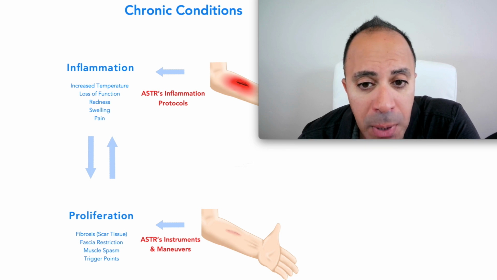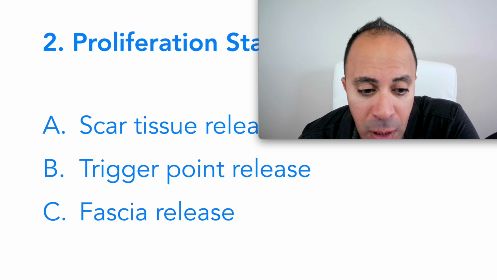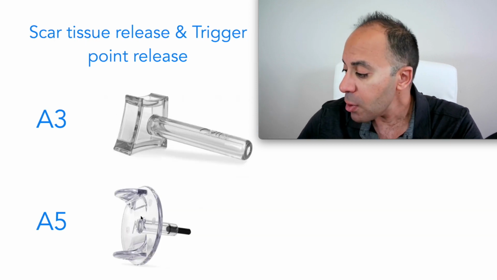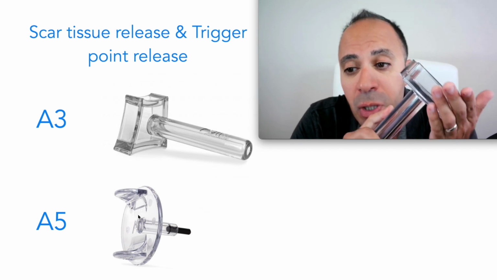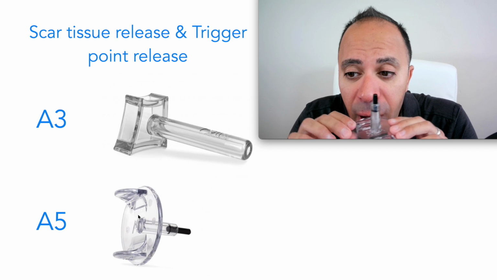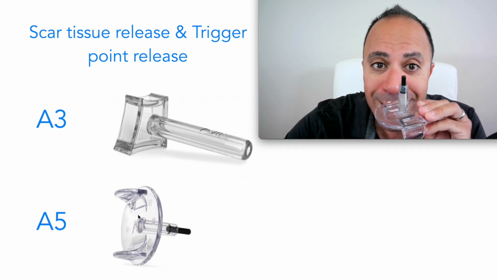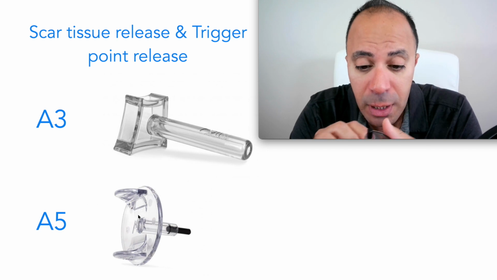The other thing we have to work on simultaneously is the proliferation stage. What I personally do is work on the scar tissue, trigger points, and the fascia restriction. I use the A3 to work on breaking the superficial scar tissue, and I use the A5 to work on deep scar tissue, trigger points, and fascia restrictions.